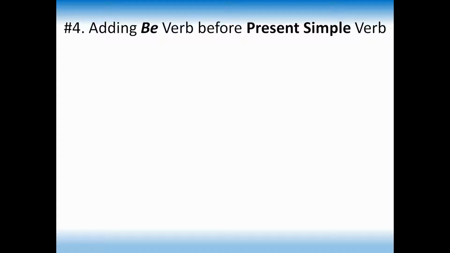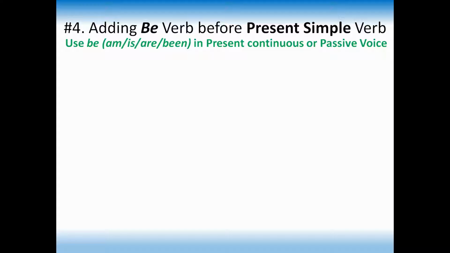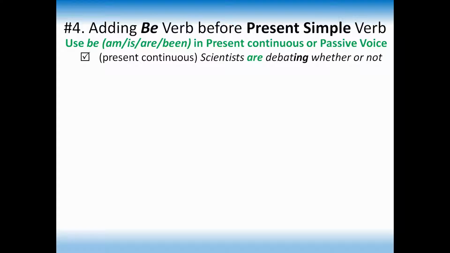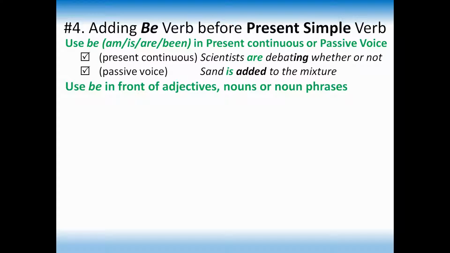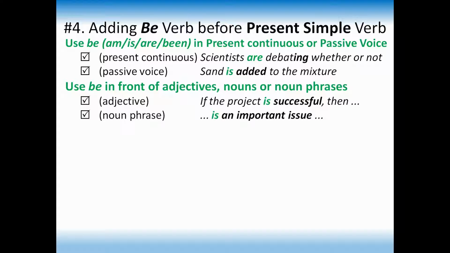Adding be verb before present simple verb. Now, before we go to the mistake, I'll just show you where you do need to use the be verb. The be verb is am, is, are, or been, and you do use it in front of present continuous or passive voice. For example, scientists are debating. Passive voice, sand is added. You can also use it in front of adjectives, nouns, or noun phrases. For example, if the project is successful. Is an important issue.